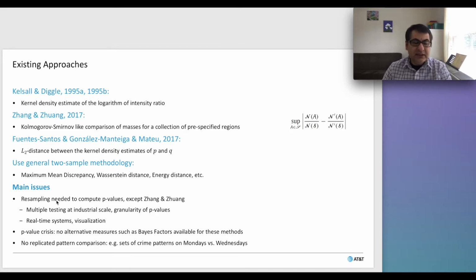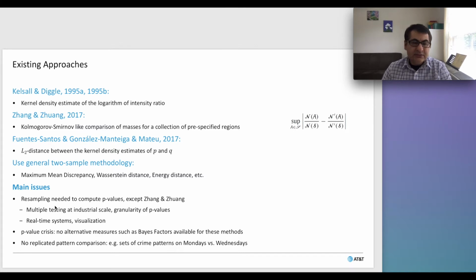The one issue is that in order to compute the p-values, you need to use resampling, except for the Zhang and Zhuang case. And this becomes a problem when you're testing at an industrial scale where you want to make multiple comparisons, and then you need p-values at a very granular level, and that means that you need to run many simulations to actually compute those p-values. This could be a problem if you're doing a visualization and you need a real-time response.